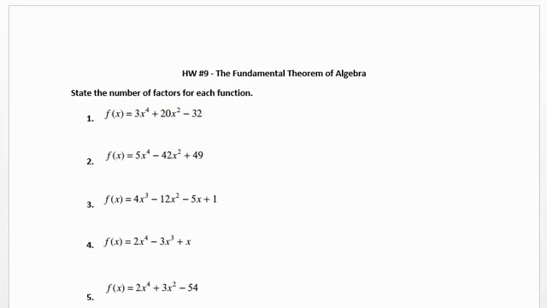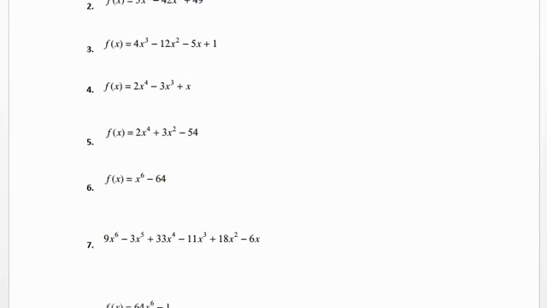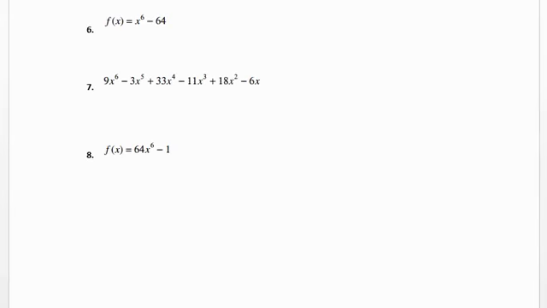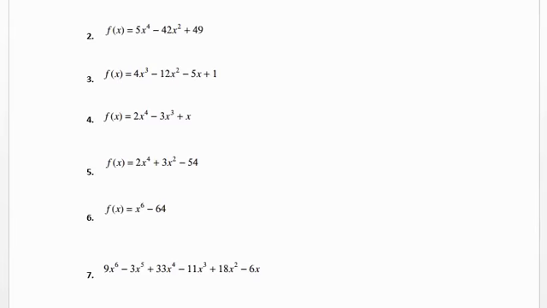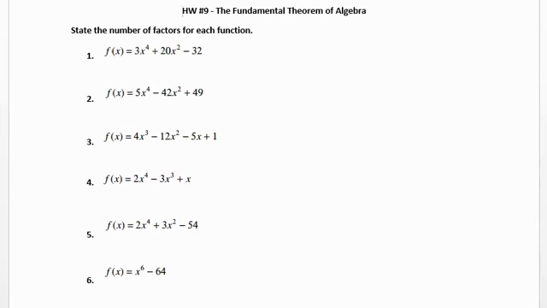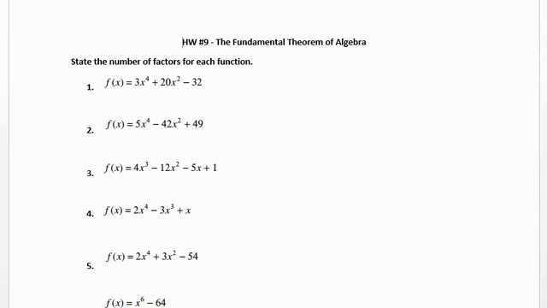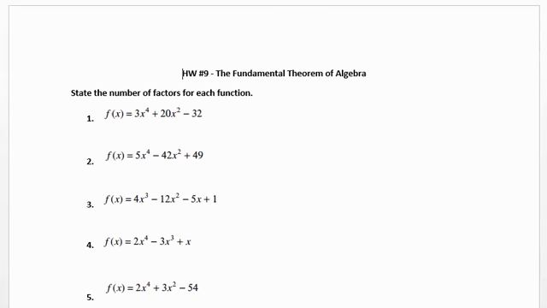For your homework, you're going to state the number of factors for each function. So again, you have 8 of them. It may seem like a lot of work, but remember that all you're doing is you're looking at that first term, you're finding the degree, and then you're going to remember that the fundamental theorem of algebra tells us that whatever the degree is, that's how many factors there are for that polynomial equation. Okay? Go ahead, try this out.